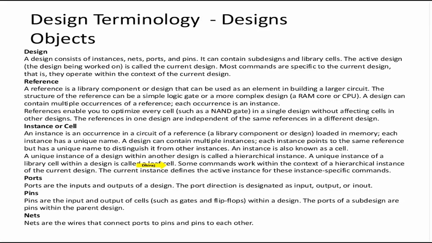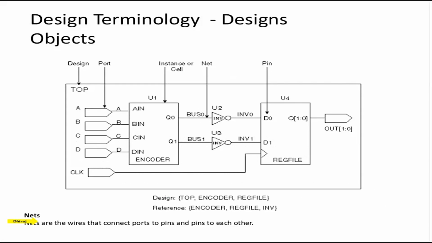There's also a command called current instance. A unique instance of a library cell is called a leaf cell. Some commands will work within the context of a hierarchical instance of the current design. Ports are inputs and outputs of a design. They can be input, output, or in-out. Pins are inputs and outputs of cells within a design. So nets are wires that connect ports to pins and pins to each other.